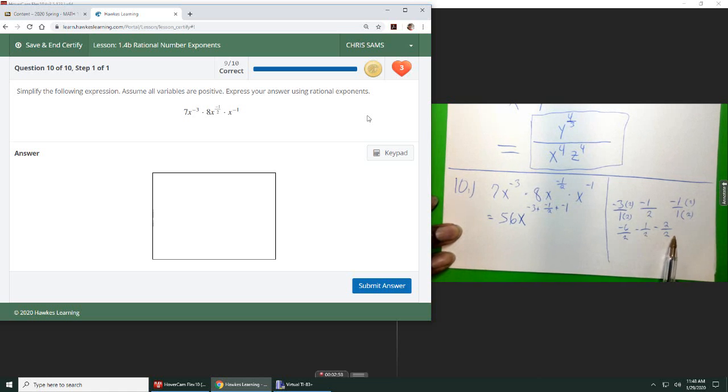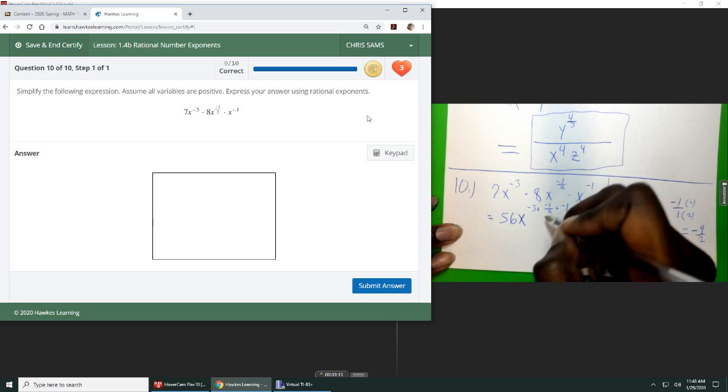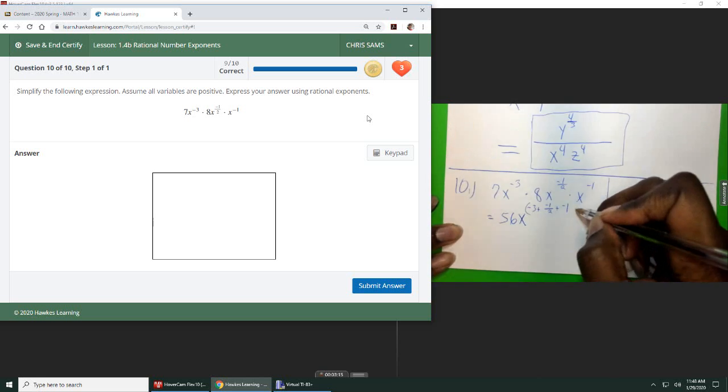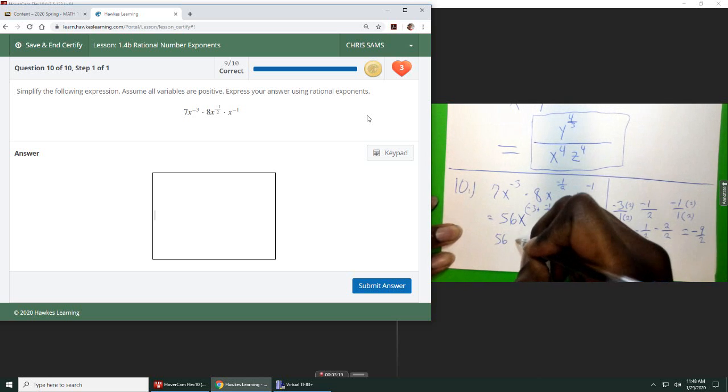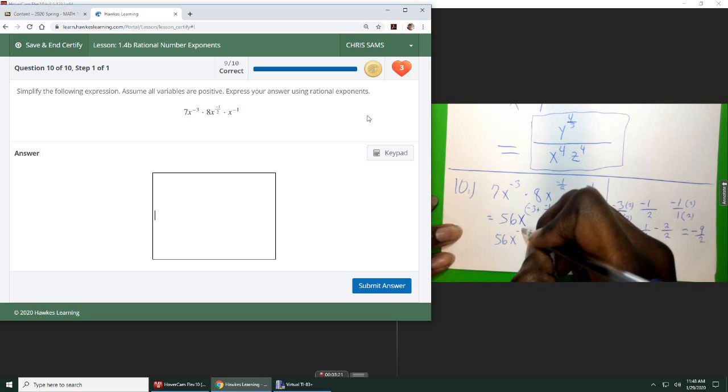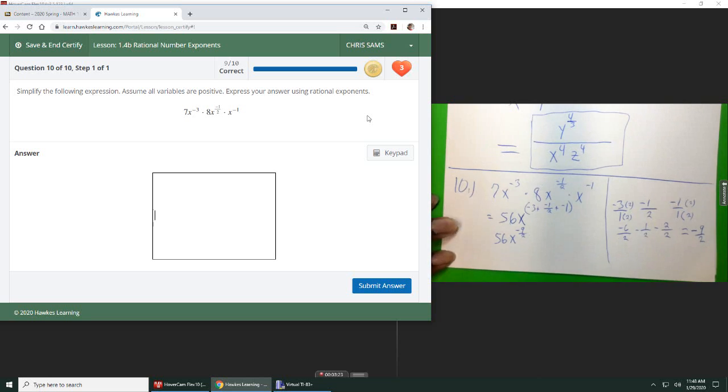Now that all the denominators are the same, we can do the math on the top. So negative 6 minus 1, going more negative, is negative 7, minus 2. So negative 7 minus 2 is negative 9. So we end up with negative 9 over 2. So all of this together ends up being 56x to the negative 9 over 2 power.